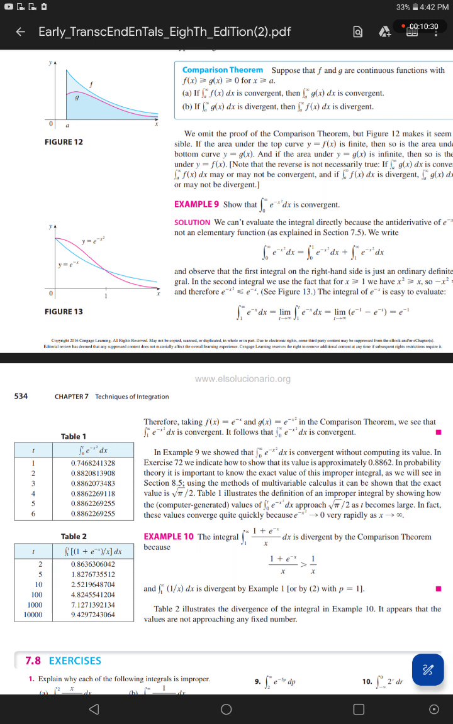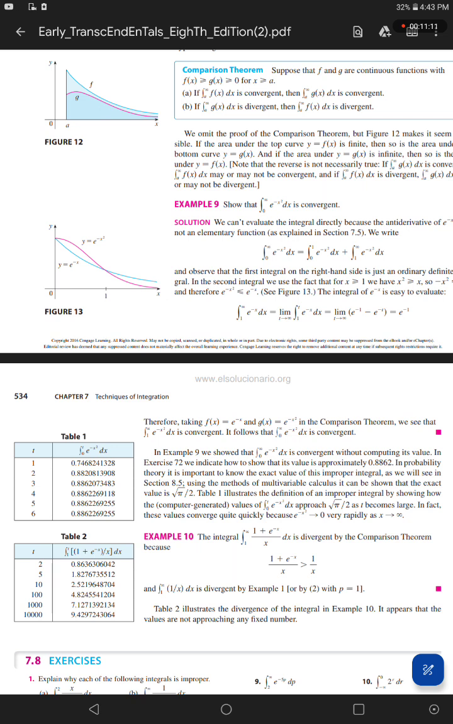In example 9, we showed that the integral from 0 to infinity of e to the power negative x squared dx is convergent without computing its value. In exercise 72, we indicate how to show that its value is approximately 0.8862. In probability theory, it is important to know the exact value of this improper integral. As we will see in section 8.5, using the methods of multivariable calculus, it can be shown that the exact value is square root of pi over 2.